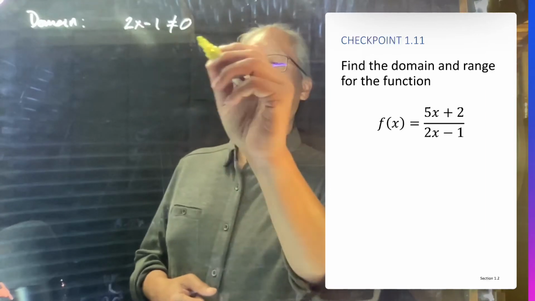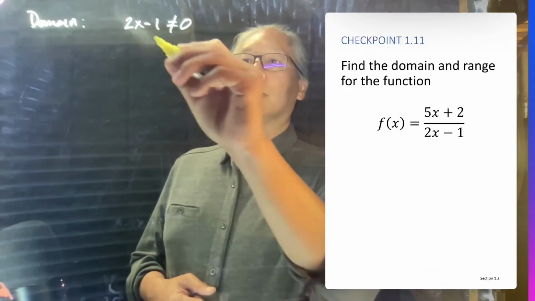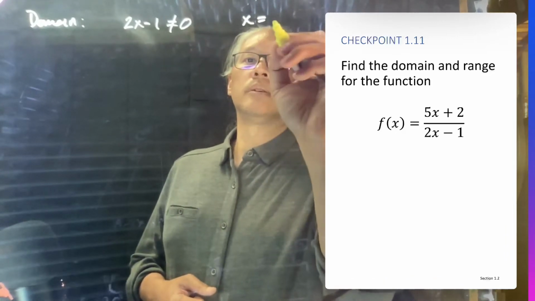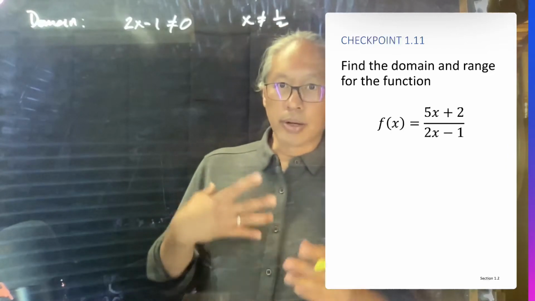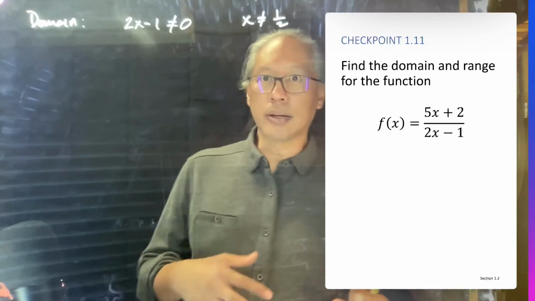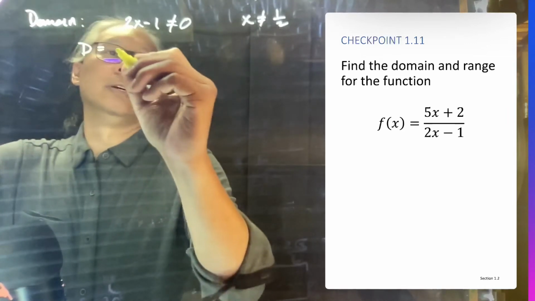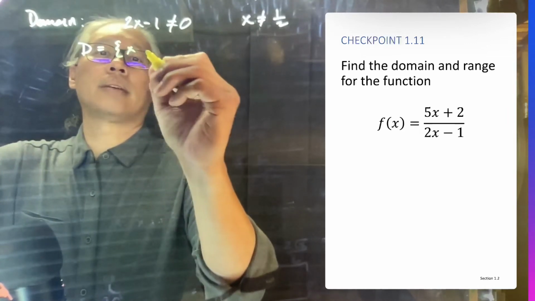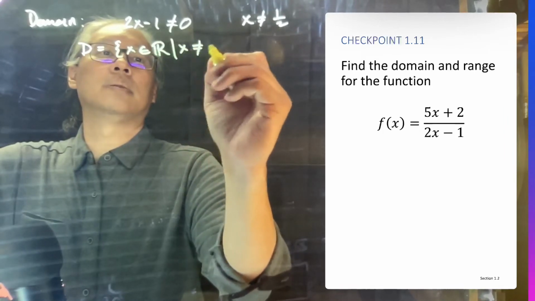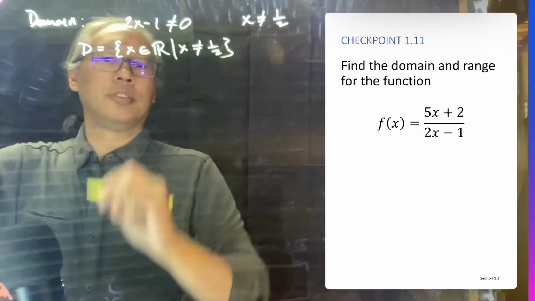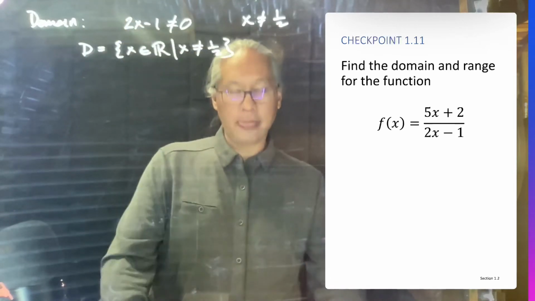All right. Well, we'll just solve for this. We'll bring the 1 over, it becomes positive, and we'll divide by 2. So x is equal to positive 1/2, except it's a not equal to. So it looks like we're going to be any real number except for 1/2. So your domain will be x, so that x is a real number such that x is not equal to 1/2. Okay, that's a pretty good way to describe that.